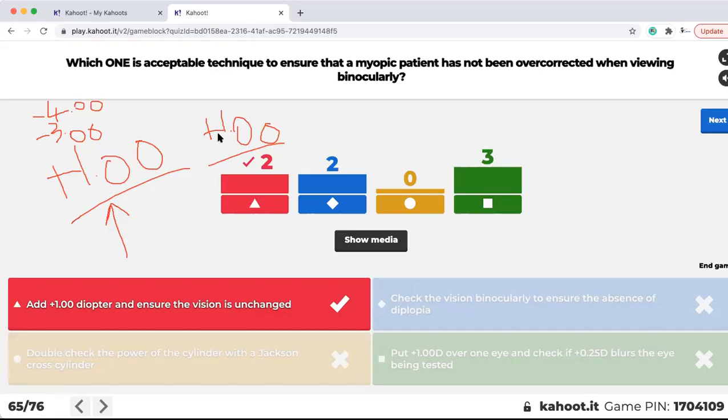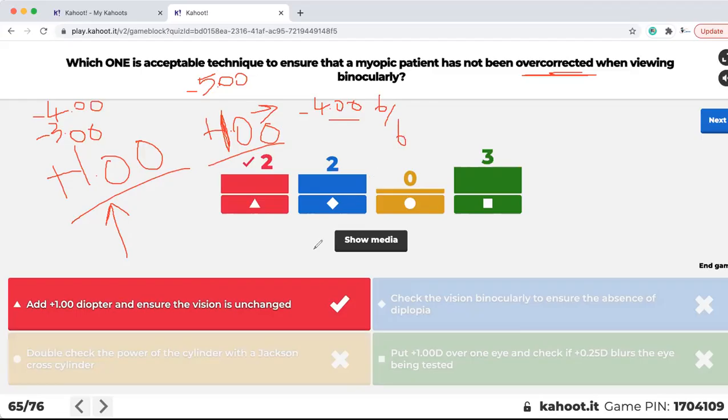But what happens if the patient is over minused, over corrected? For example, if he has -5 instead of -4, he can over accommodate in order to overcome this -5, and he still can see 6/6. But when you put the +1 diopter blur test, he will become -4, which is the correct refraction for him. So he will still be able to see 6/6, although you put the +1 in front of his eyes. And this is called the +1 blur check.